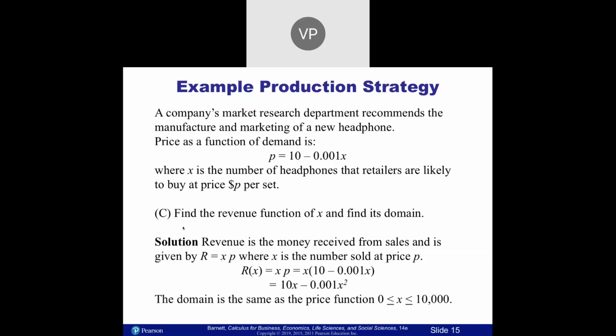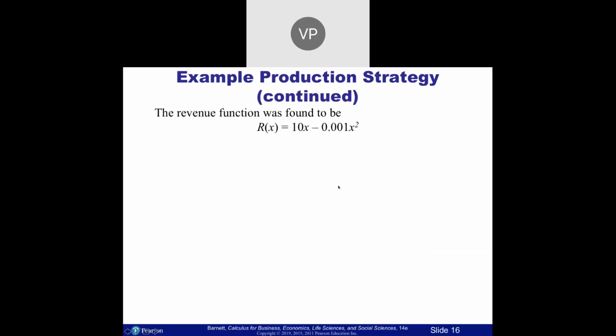Same kind of thing we talked about earlier: what's the domain of that revenue function? Well, it has to be positive. You can't sell a negative number of items. And since our price has to be positive, we know it's going to be no more than 10,000. We can't sell more than 10,000, because that'll make our price get too low. It can't be below zero.